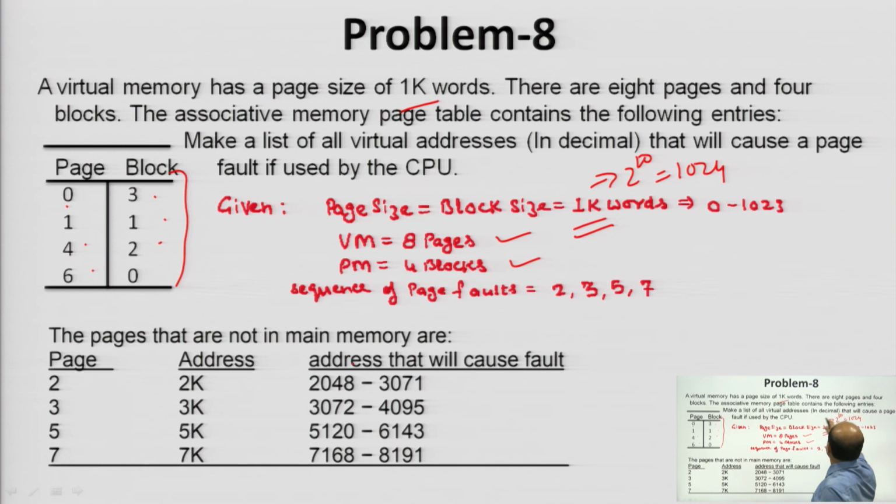So, make a list of virtual addresses in decimal that will cause a page fault. Obviously, the remaining pages will come under page fault. How many pages will come under page fault? 4. And what is the sequence of those pages? That is 2, 3, 5 and 7. Now, we can assign addresses to each page.